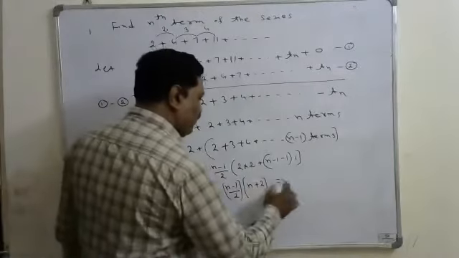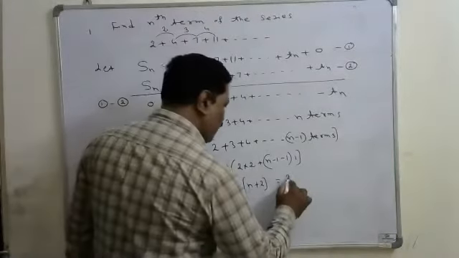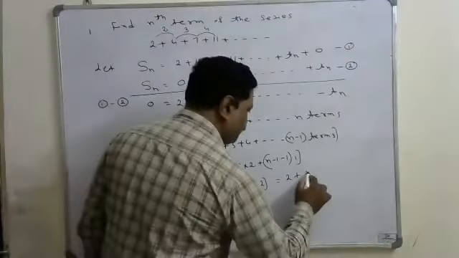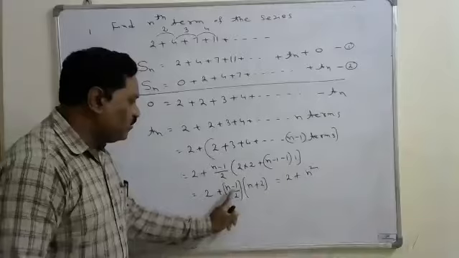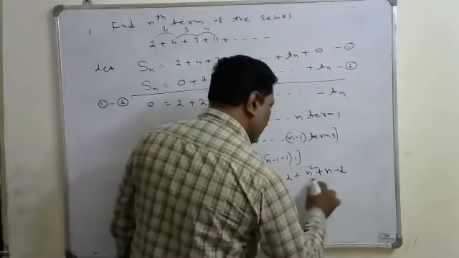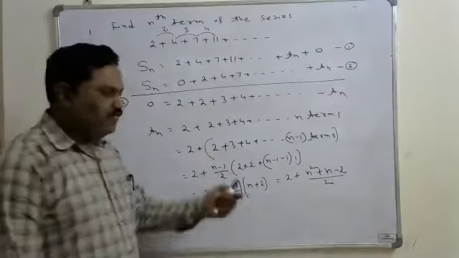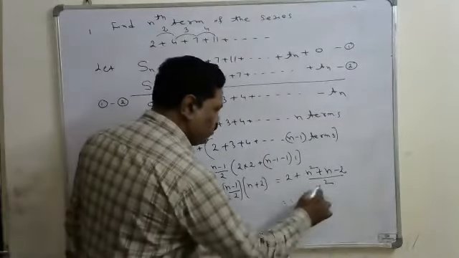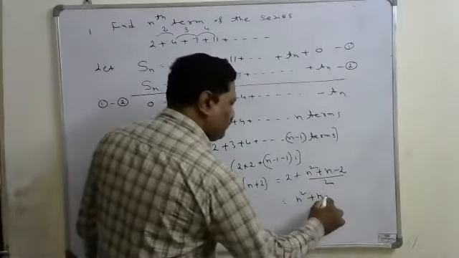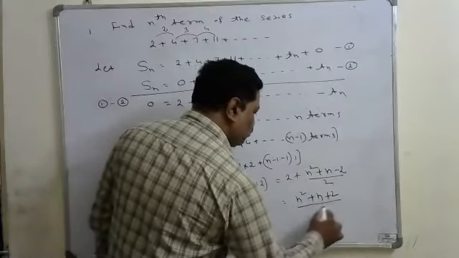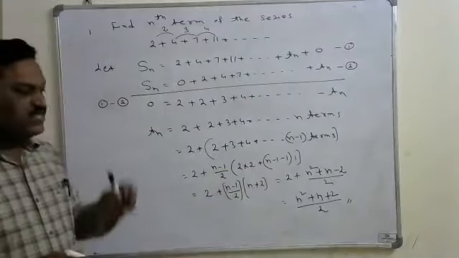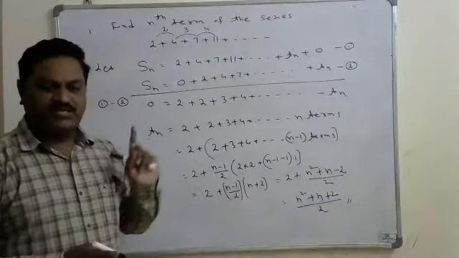Okay. So if you multiply here, we get 2 plus, multiplying these terms, n into n, n square, plus 2n minus n, that is plus n, minus 2, by 2. And if you take the LCM as 2, so 2 into 2 is 4, so it is n square plus n minus 2 plus 4, that is plus 2, by 2. So this is the nth term of the series. Okay, so this is the nth term of that particular series.